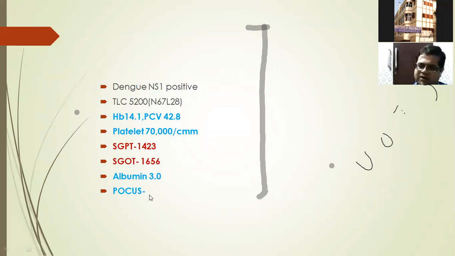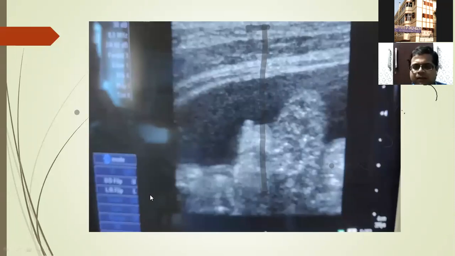So we did the FOCUS on admission. So what do you get in the FOCUS? You can see ascites. You cannot get this ascites clinically. You can see this is the abdominal wall, and this is the gut loop, and this is the fluid. So this patient has an increased bleeding tendency, number 1, has thrombocytopenia, has features of capillary leak. So he is fulfilling all the criteria of dengue hemorrhagic fever.